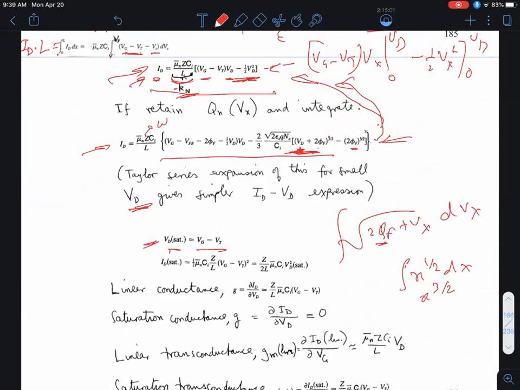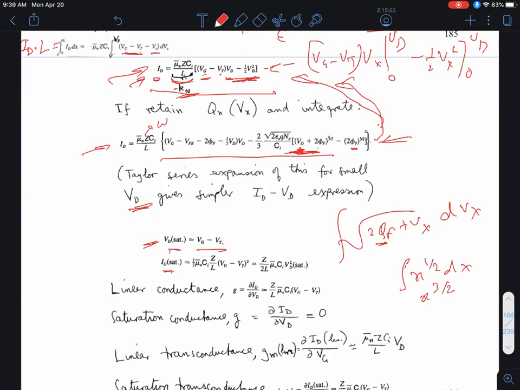Now you can get the corresponding value of ID sat by simply plugging in the value of VD sat over here, okay? If you do that, what do I get? Well, I get from the first term, VG minus VT times VD sat, which is equal to VG minus VT, or VG minus VT whole square, minus half VG minus VT whole square, right?